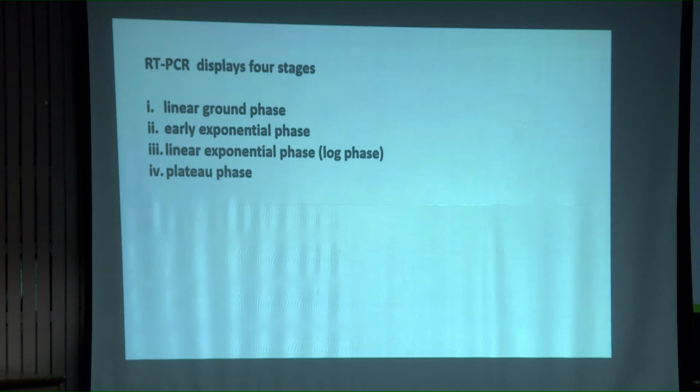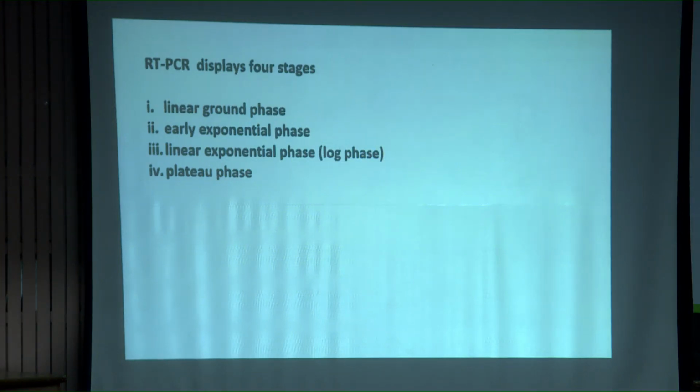But in real-time PCR, the results are displayed in the form of a graph, or graphical representation of the amplification, right? And the whole graph conveys a lot of meaning to us.